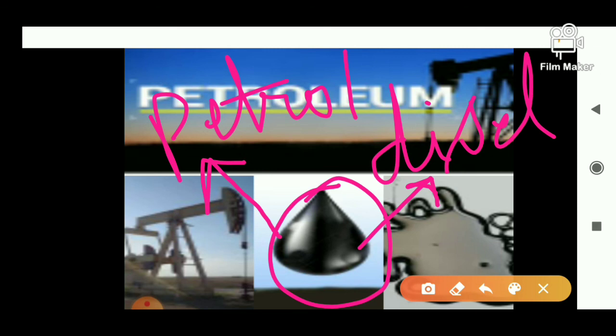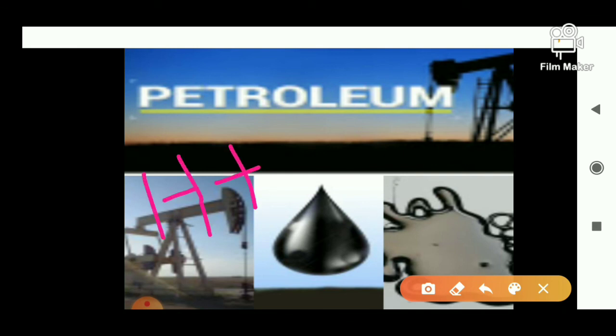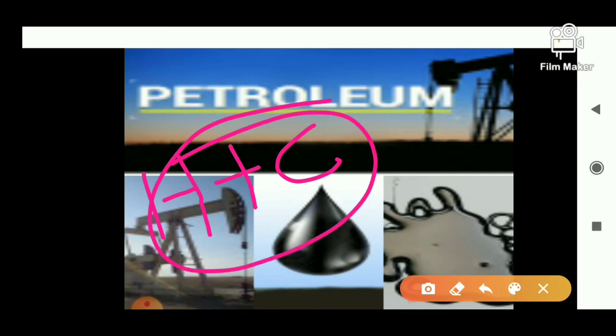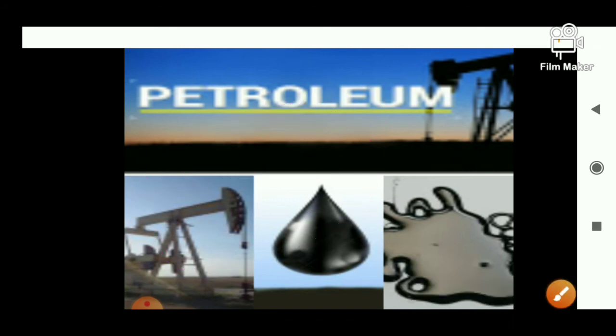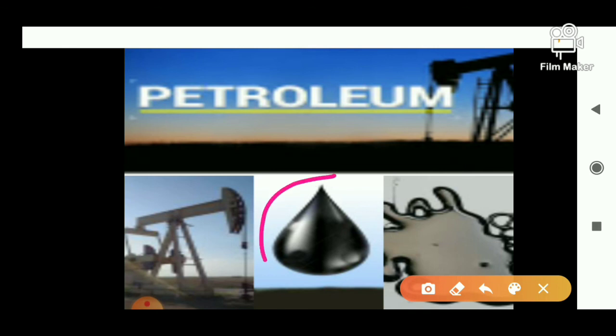Petroleum is actually a mixture of so many hydrocarbons. Now, what is a hydrocarbon? अब आप कहोगे hydrocarbon क्या होता है? Hydrocarbons are the compounds which are made up of hydrogen and carbon, which contain hydrogen and carbon in them. वो compound कहलाते हैं hydrocarbon. And this petroleum is a mixture of so many hydrocarbons.